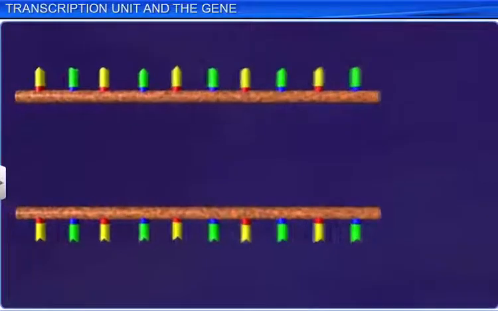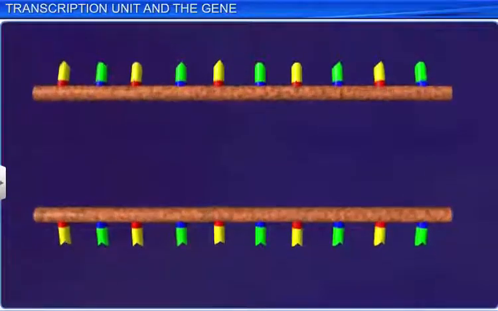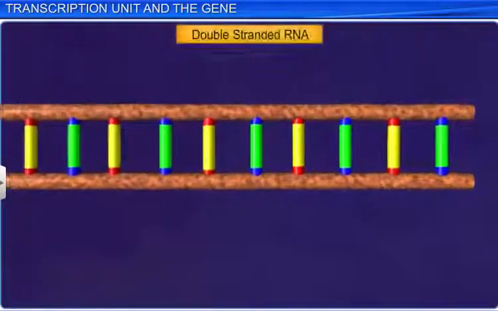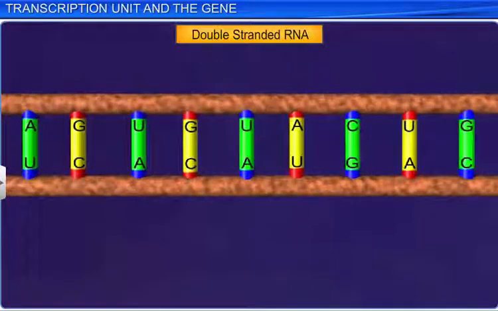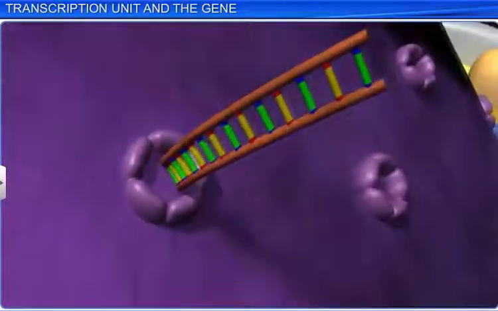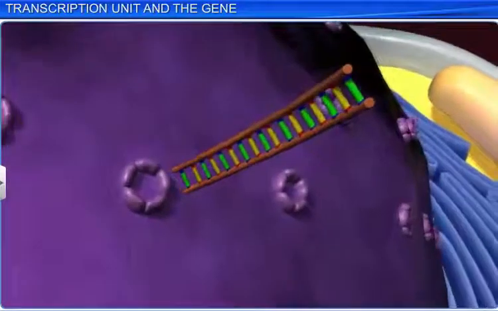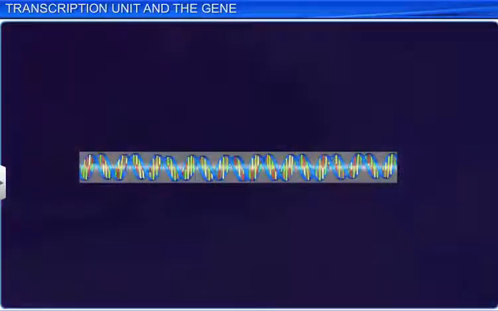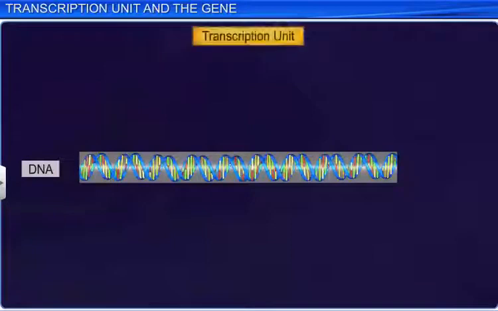Moreover, the simultaneously produced RNA molecules would become complementary to each other and will form double-stranded RNA. As a result, RNA will not get translated into protein and the process of transcription will get nullified. However, such an occurrence is quite rare. The segment of DNA which takes part in the transcription process is called the transcription unit, and it encodes for at least one gene.